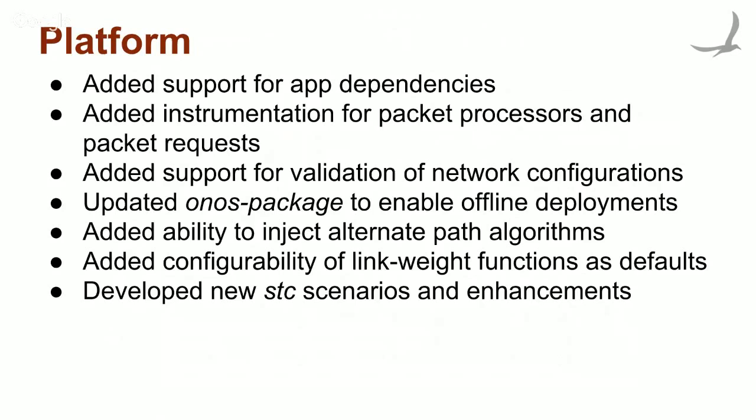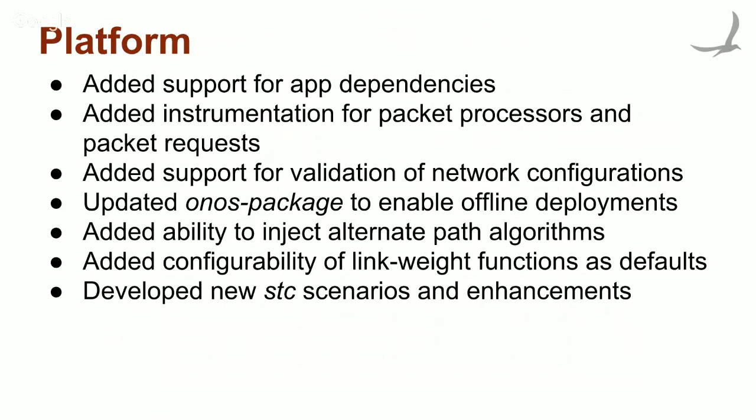We also added some instrumentation for better visibility into what overhead the different packet processors impose on the control path, as well as being able to better track what packet requests there are on the data plane. We also added support for validation of network configurations to defend against malformed configurations from entering the system. We updated the ONOS package script to be able to install and run ONOS on deployments without internet access, which is a huge thing, and it's been requested repeatedly.